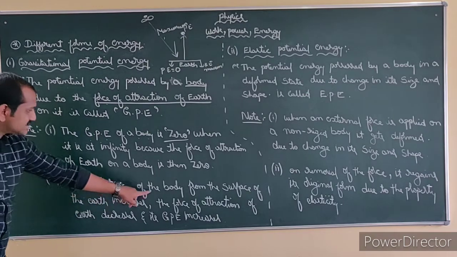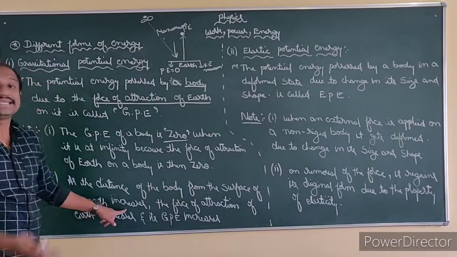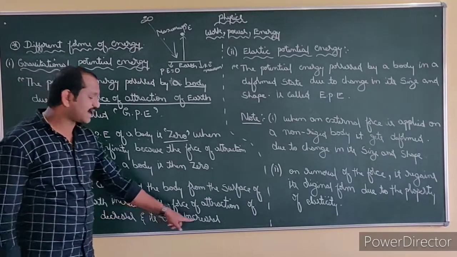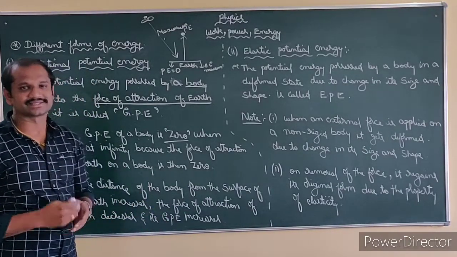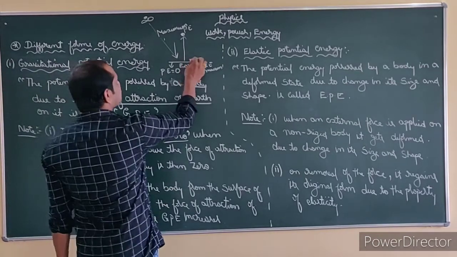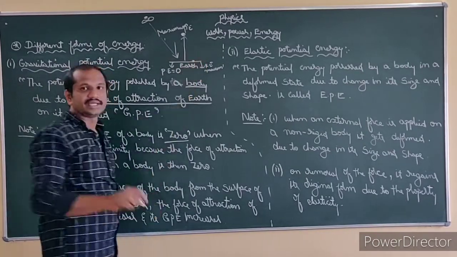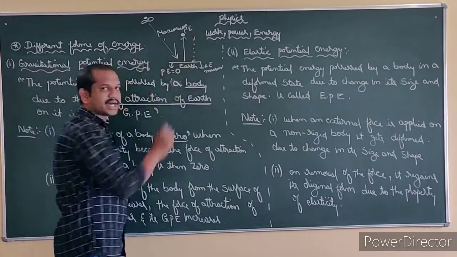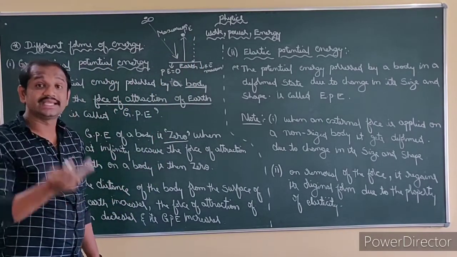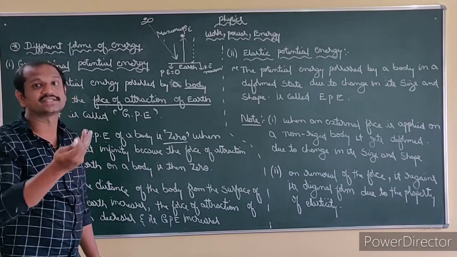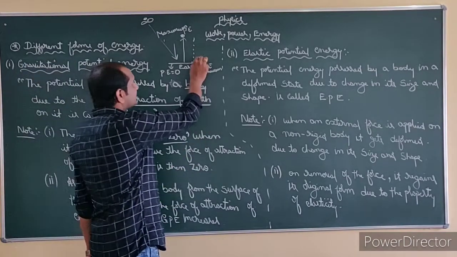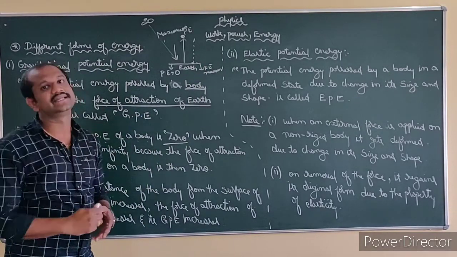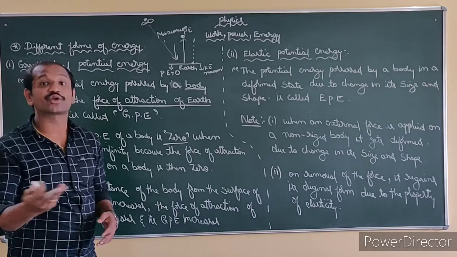Next, as the distance of a body from the surface of the Earth increases, the force of attraction of Earth decreases and its gravitational potential energy increases. It's a very simple thing. When you are on Earth, your potential energy is what? Zero. When you keep moving away from the Earth, your gravitational potential energy increases, and the gravitational force put by Earth decreases.